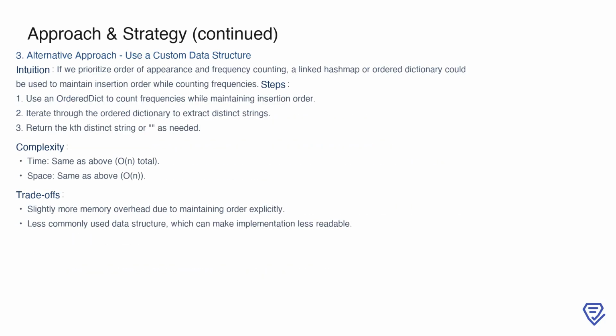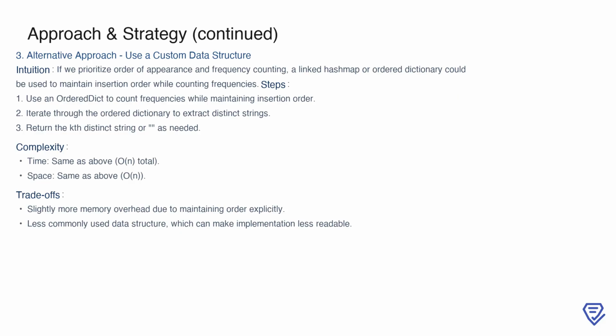Another alternative approach involves using a custom data structure, such as an ordered dict. This structure inherently maintains the insertion order while counting the frequencies of strings. By leveraging this, we can streamline the process of keeping track of both the frequency and the order of appearance. In this method, we count frequencies using the ordered dict during a single traversal of the array.